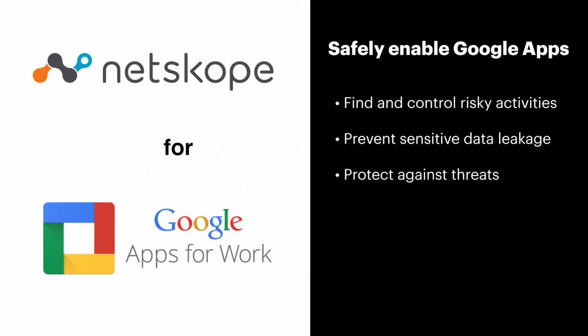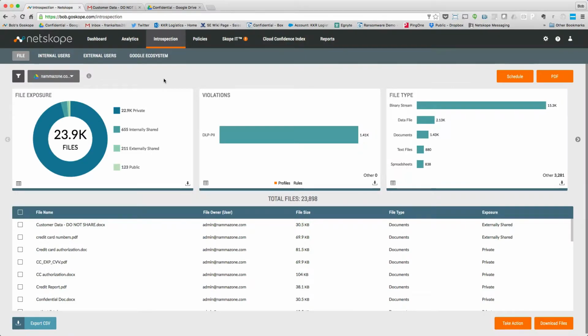Netskope safely enables Google Apps by giving you the ability to find and control risky activities, prevent sensitive data leakage, and protect against threats. Netskope offers both out-of-band and inline deployment options to secure all key use cases in Google Apps. For the out-of-band method, Netskope leverages deep API integration with Google Apps to inspect content that has made its way into Google Drive and to perform a variety of actions that will help you reduce risk.